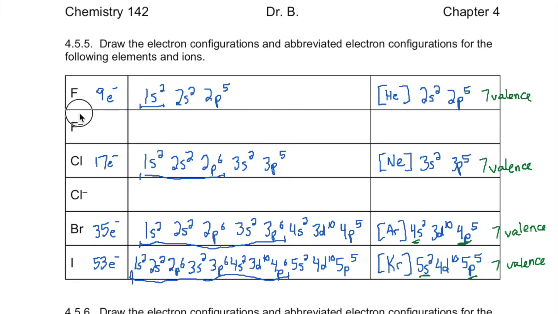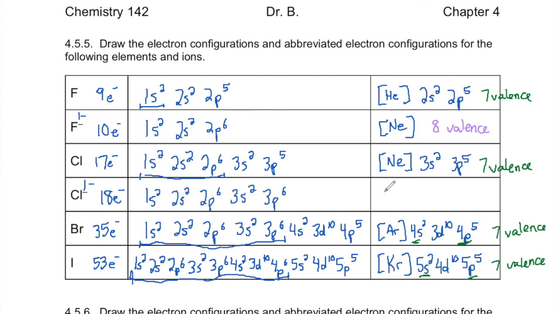So fluorine with a -1 charge would have 10 electrons, making it just like neon at this point, now with 8 valence electrons. The same thing with chlorine. When it forms a chloride ion with a -1 charge, it has 18 electrons, and that makes it just like argon with 8 valence. So these elements get their 8 valence electrons by forming anions with -1 charge.